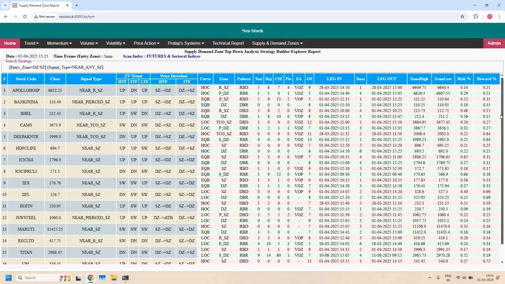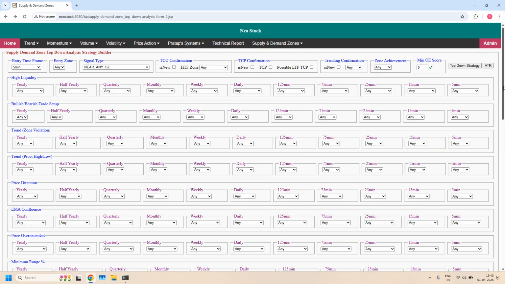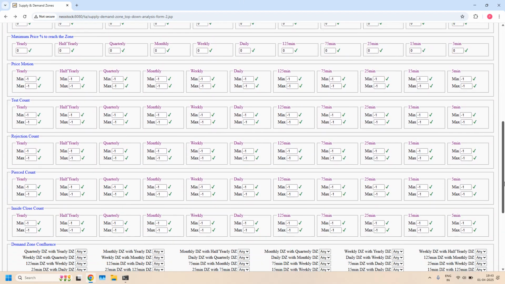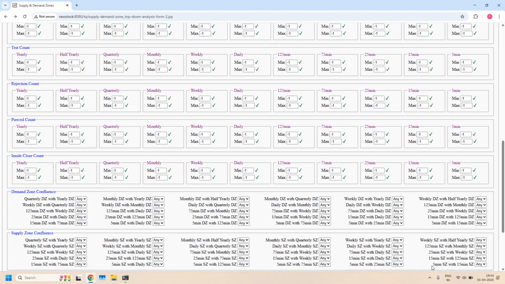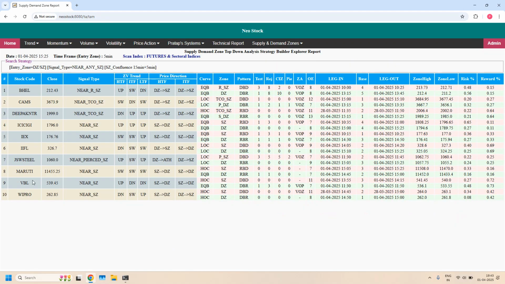We got 17 stocks. First 15 stocks in the list. Scrolling the list down. Total 17 stocks. Let us further filter based on ITF supply zone confluence. That is 5 minutes and 15 minutes supply zone confluence. Enable the filter. We got 10 stocks.